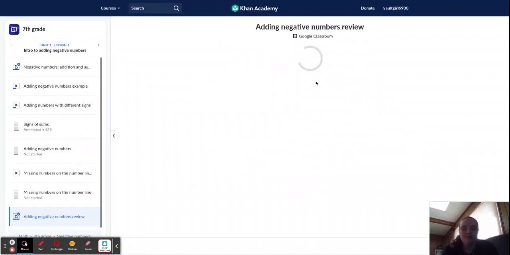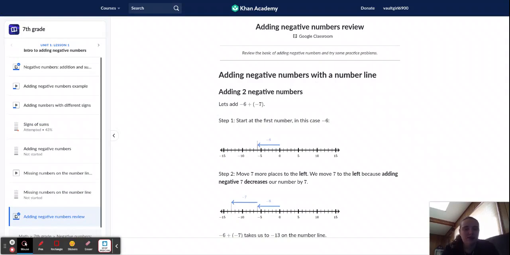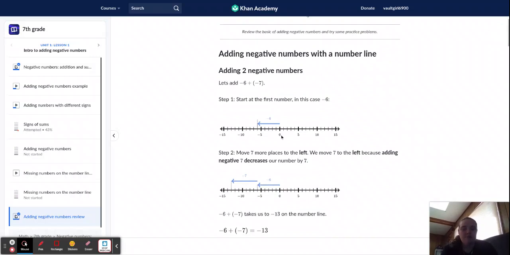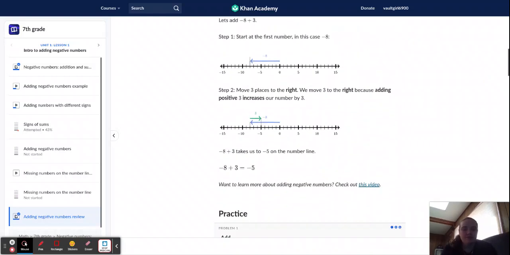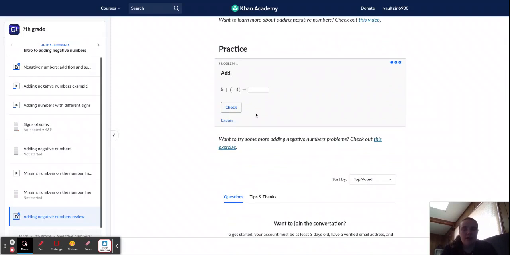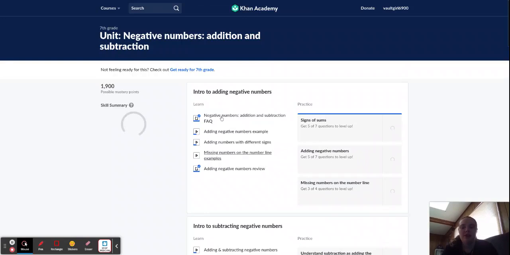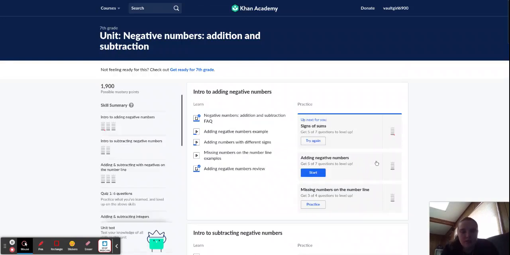There's a review here. This is basically just a little review sheet. It has some problems and it walks you through them. So yeah, and then you have a little practice problem here. So this is basically just a little way for you to review everything that you've just learned. It gives you some concrete examples. Now on the right here, you also have some practices. So let's go ahead and look at this.